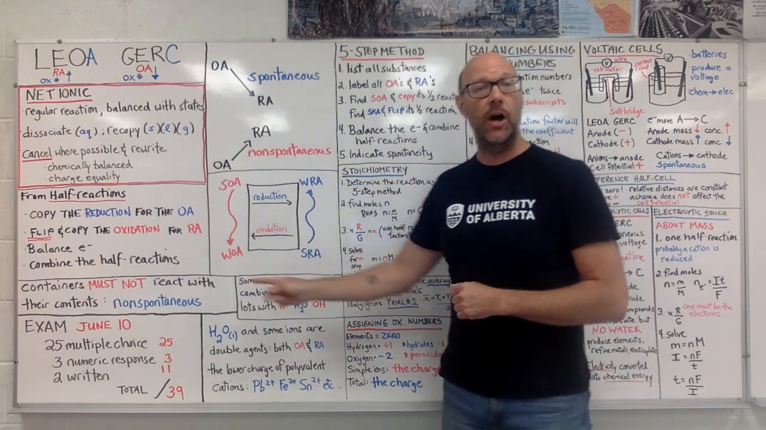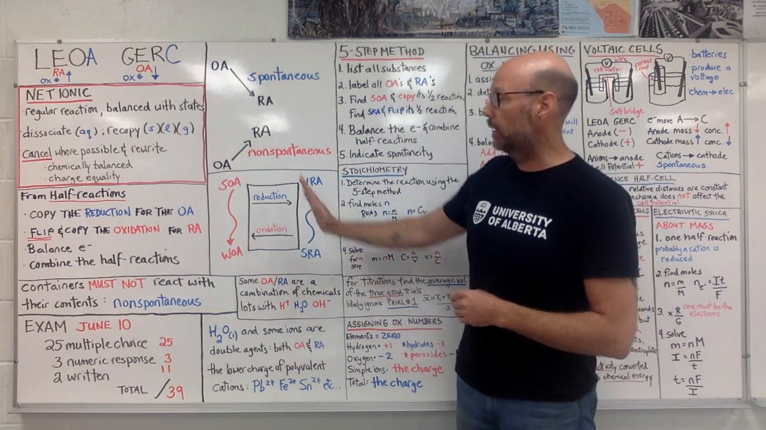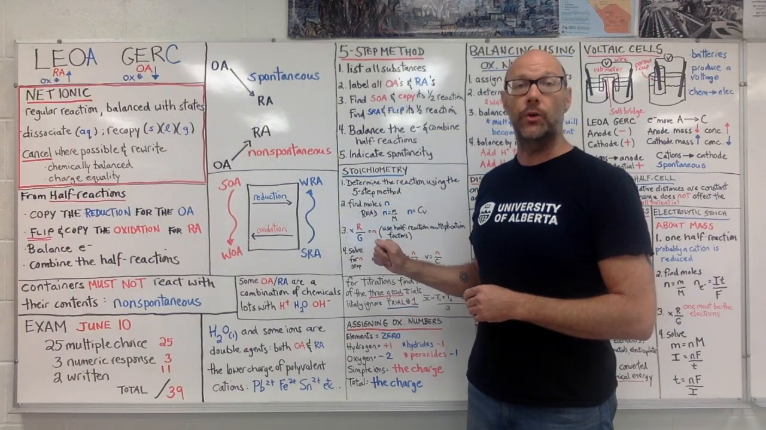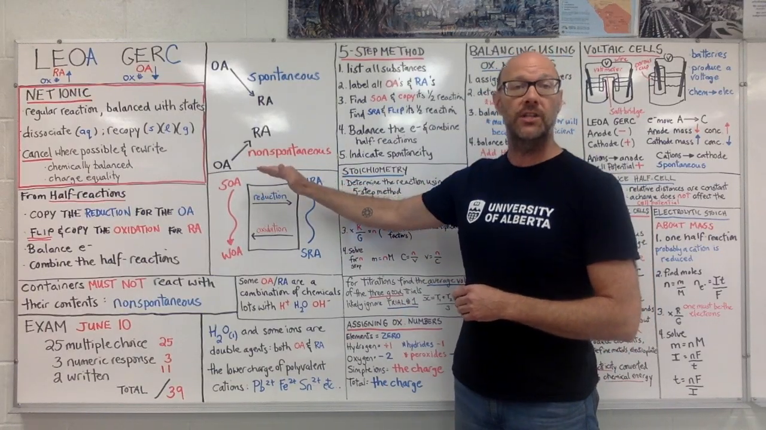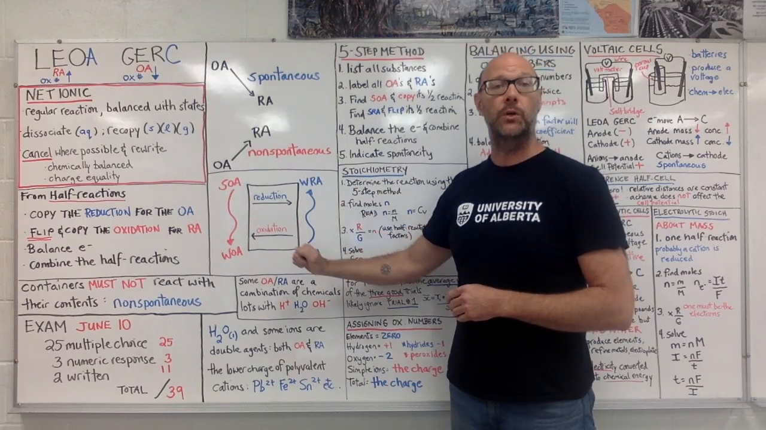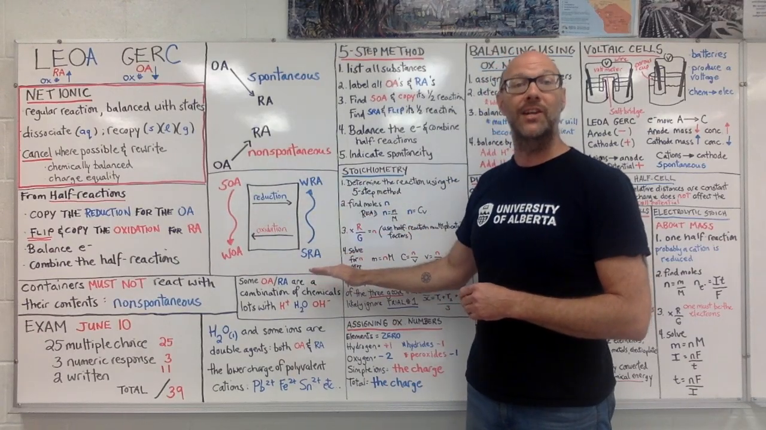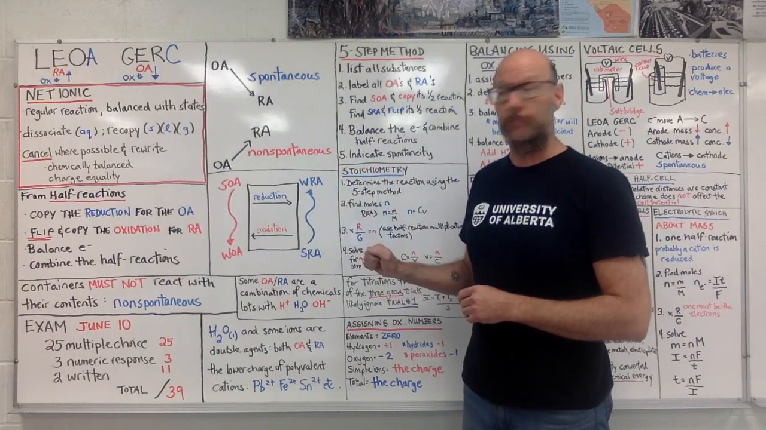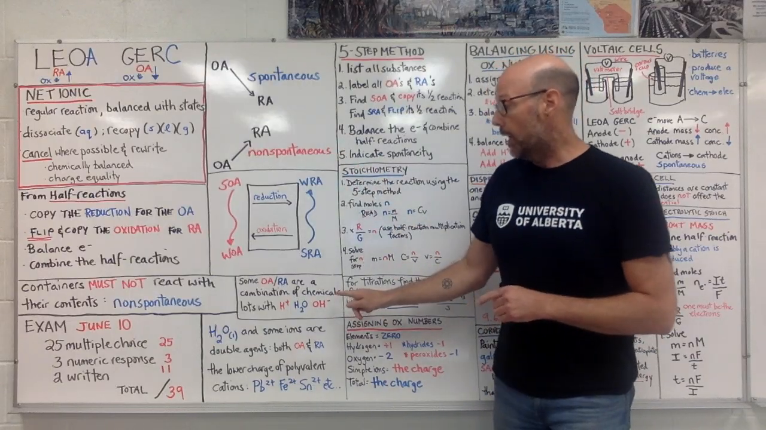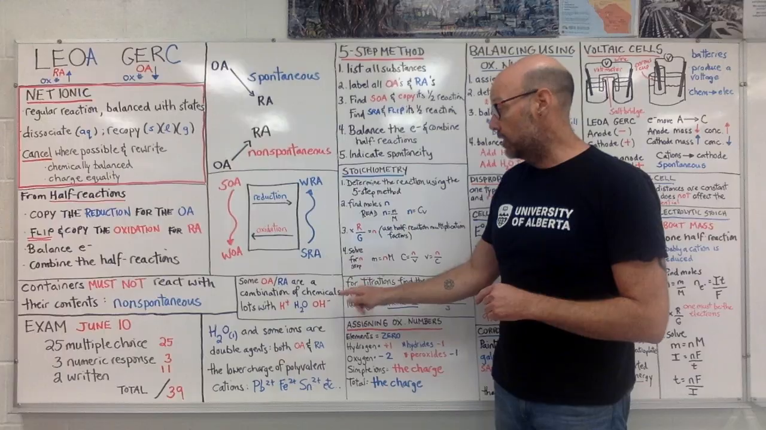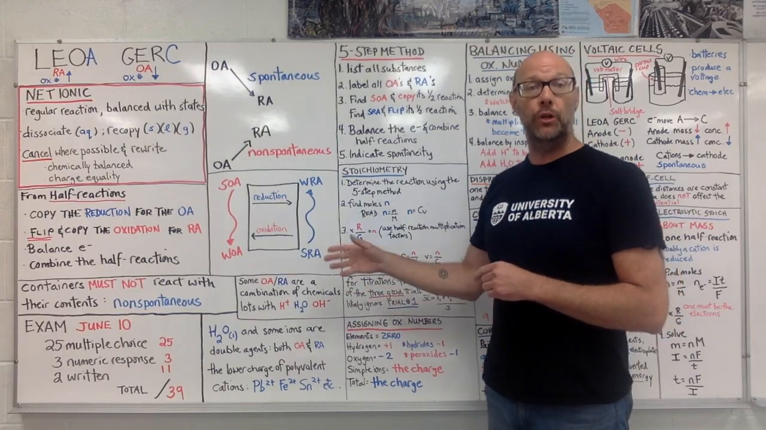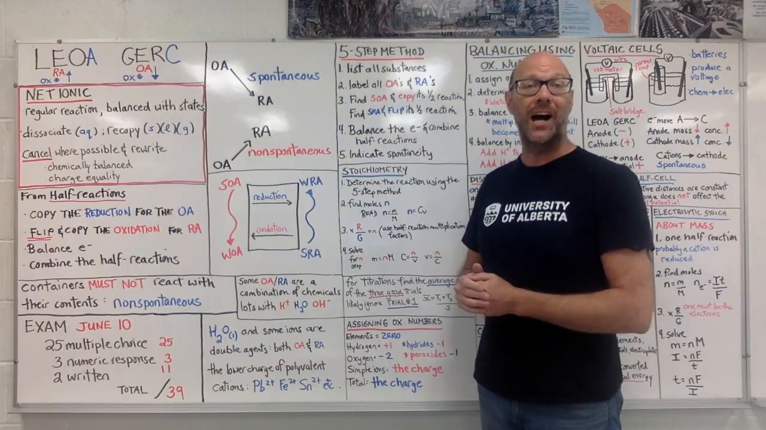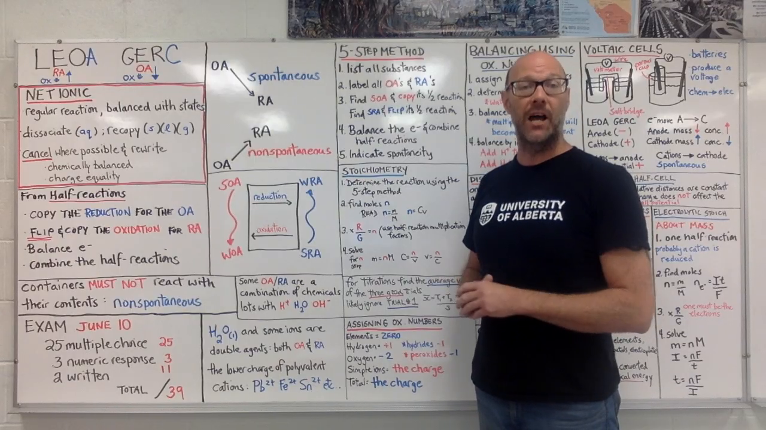This is the layout of the table that's in the data booklet. Oxidizing agents on the left, reducing agents on the right. The strongest oxidizing agent at the top, getting weaker as we go down. The strongest reducing agent at the bottom on the right, getting weaker as we go up. Some oxidizing and reducing agents are a combination of chemicals. We're really going to have to watch out for a combination with water or hydrogen ions, probably the most common, even hydroxide.